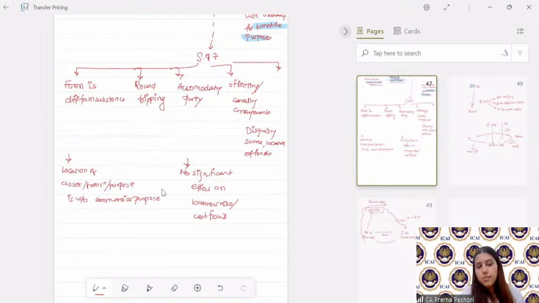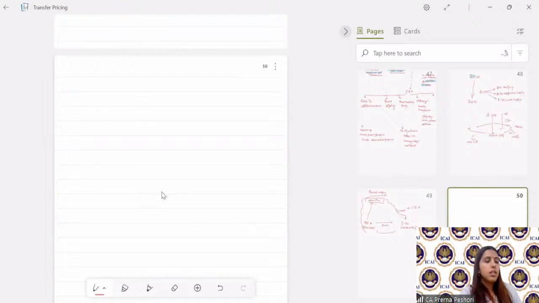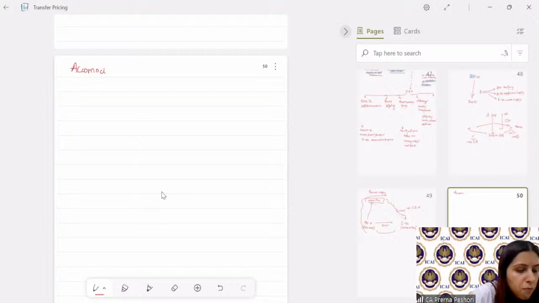accommodating party. Now, what is accommodating party? Let's try and understand. Accommodating parties are generally facilitating the transaction for the assessee in a tax efficient manner. Right? So, what is accommodating party?